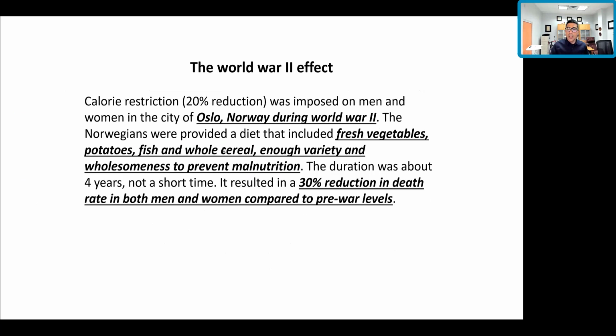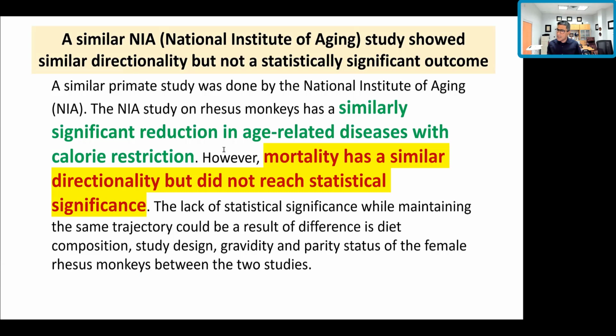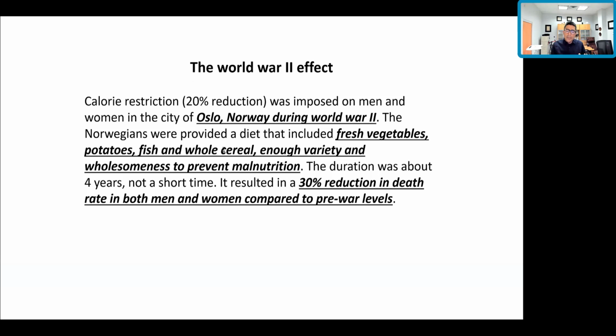So you would say monkeys are still not humans. What is the human data? So I want to take you through what we know. During World War II, there were several European countries that restricted food intake of their population. One of the countries was Norway. In Oslo, Norway, they said, we're going to do 20% calorie reduction for you because it's wartime, Second World War, we can't feed you. But they said that we're going to try to provide you with balanced food.